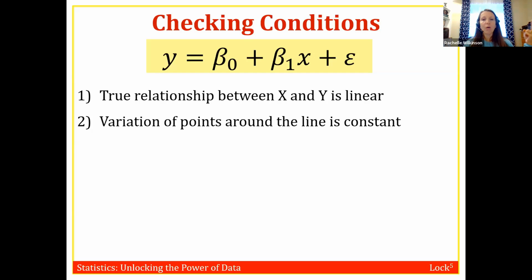So let's think about how we would check these conditions, starting with the first one: the true relationship between X and Y is linear. How could I look to see if the relationship between X and Y is linear?